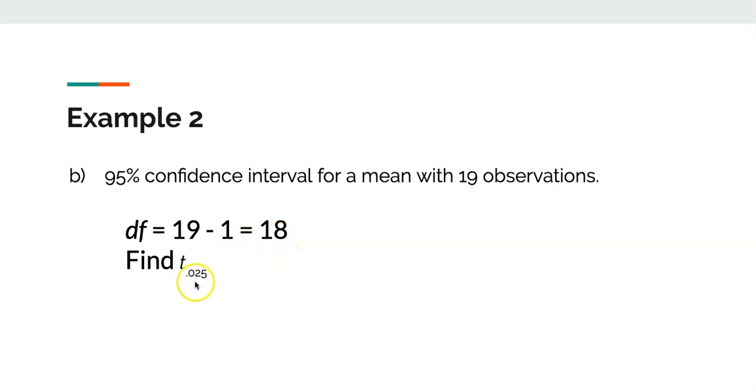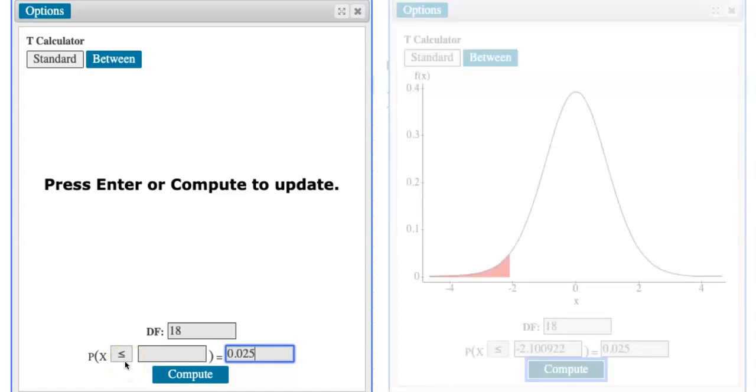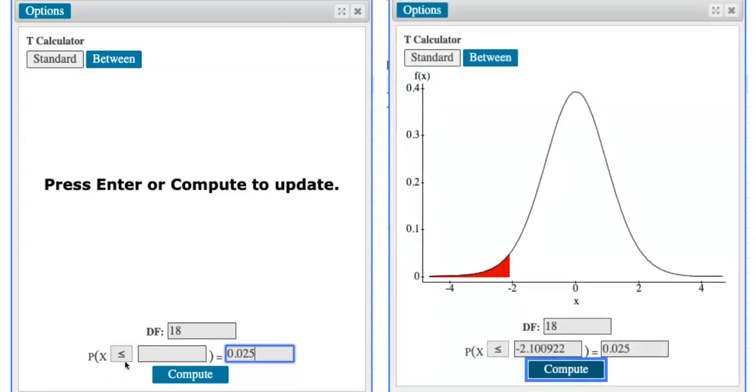And for 95%, use that same 0.025. This is what I typed in my t calculator. Type in degrees of freedom is 18, and then the probability to the right of it, to the left or right, doesn't matter, is 0.025. You can change the symbol and just get the positive of it. It doesn't matter. If you click compute, you will get the t-value to be negative 2.10 or positive.